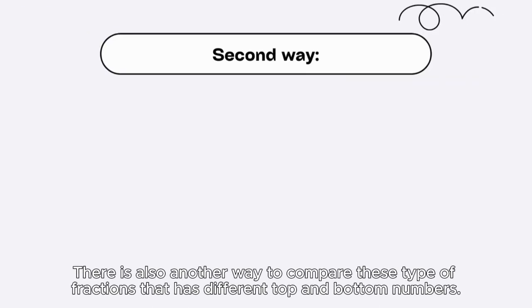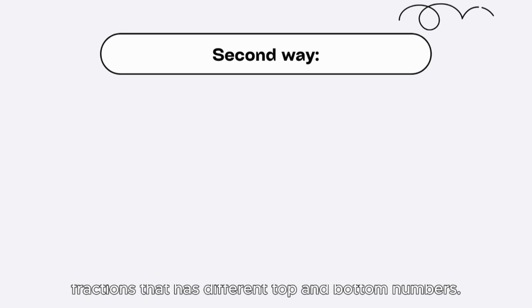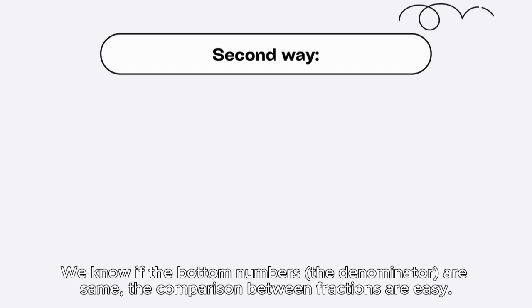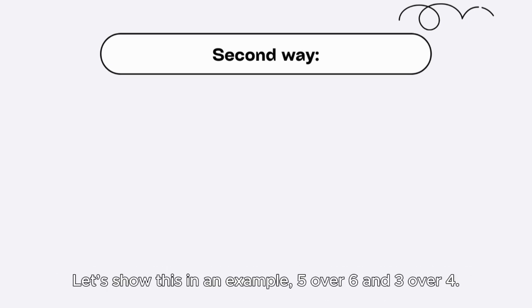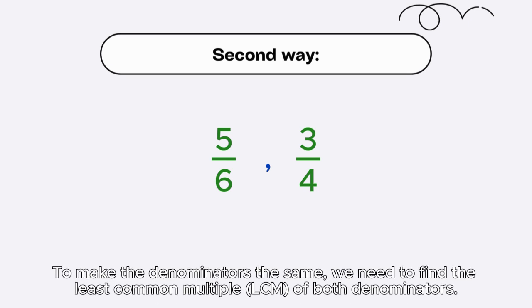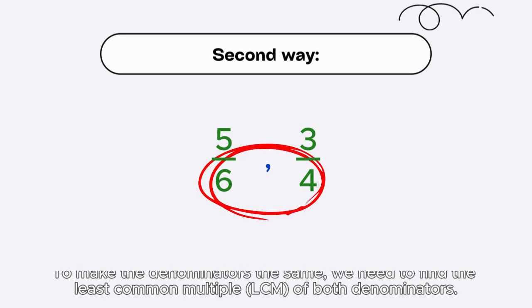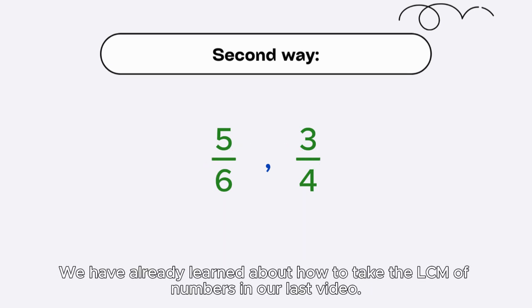There is also another way to compare these types of fractions that have different top and bottom numbers. We know if the bottom numbers, the denominators, are the same, the comparison between fractions is easy. So we can compare fractions with different denominators by making the denominators the same. Let's show this in an example: 5/6 and 3/4. To make the denominators the same, we need to find the least common multiple, LCM, of both denominators. We have already learned about how to take the LCM of numbers in our last video.